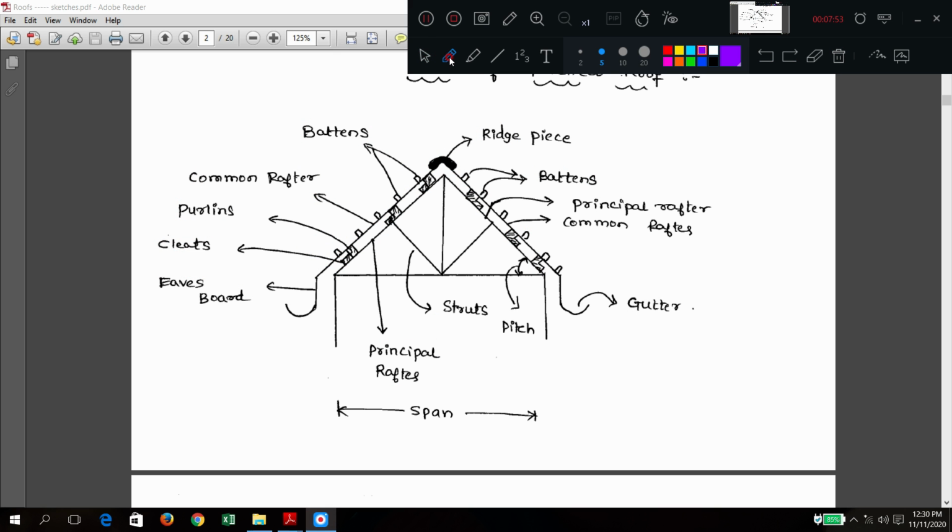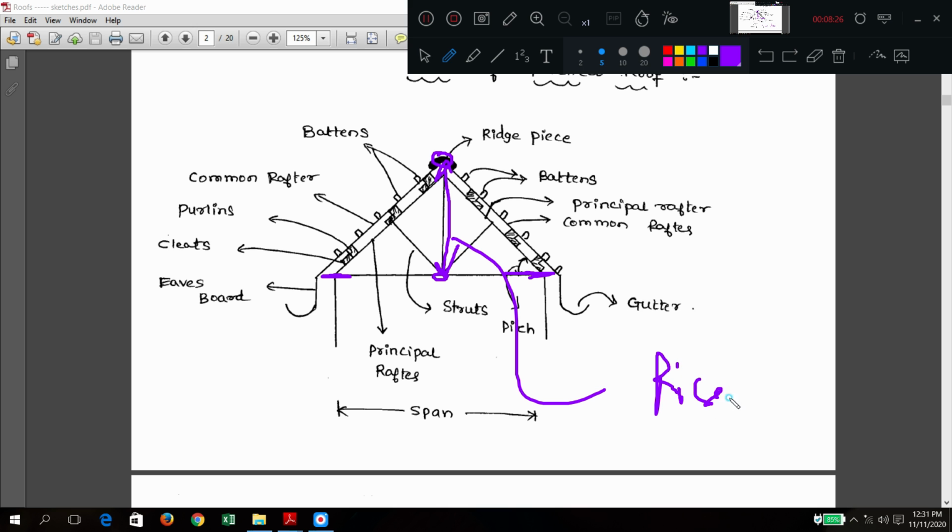What do you mean by span? First is span. Span is the clear distance between the supports. Rise: what do you mean by rise? Here it is not shown, but I will mark it. Remember the point: it is the vertical distance between the top of the ridge and the wall plate. Some wall plate will come here; the wall plate will hold the members. So this vertical distance is called the rise.